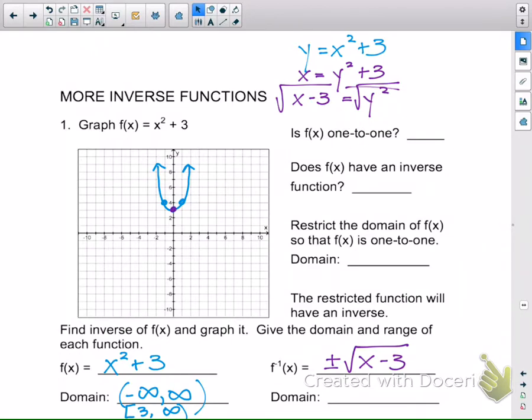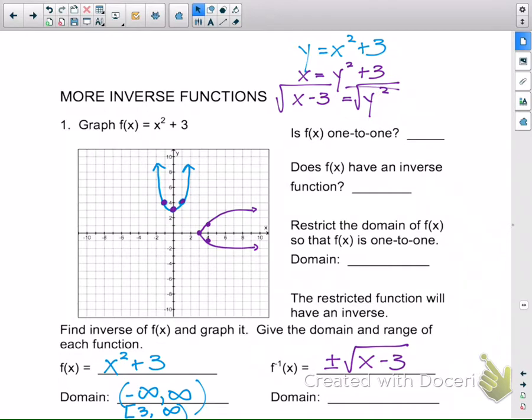This point right here is the point 0, 3. If I flip it, it becomes 3, 0. This point was negative 1, 4. It becomes 4, negative 1. This point was the point 1, 4. It becomes 4, 1. And I have a sideways quadratic, which is two square root functions put together. The top half is the positive, bottom half is the negative. Is that actually a function? No, but it's still the inverse with two parts put together. Use the vertical line test and it fails.